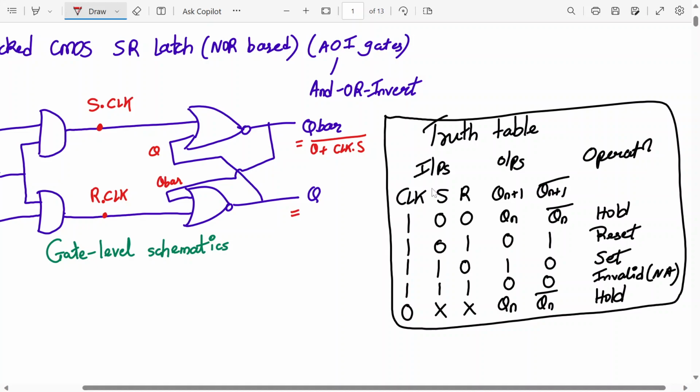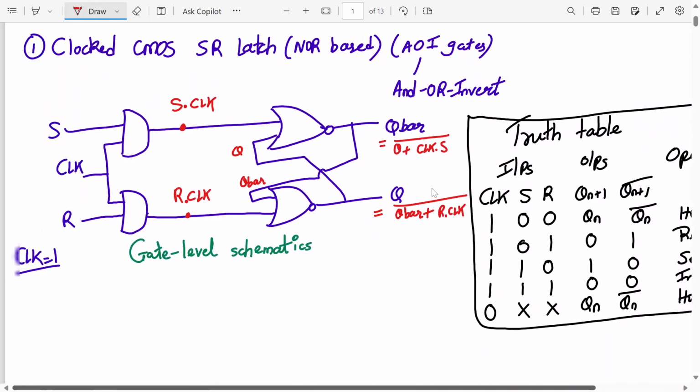And what will be Q? Q bar plus R dot clock, the whole bar. So please write these equations. Okay, so what are the two equations? We'll write it down again. Q bar is Q plus clock into S, the whole bar, and Q is Q bar plus R dot clock, the whole bar.